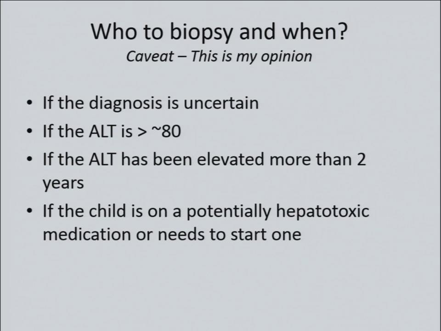If the ALT is greater than 80, and the reason I say that is because a higher ALT is associated with an increased risk of fibrosis. The risk is actually 5-fold over somebody who presents with NAFLD who has an ALT that's lower than 80. I also biopsy if the ALT has been elevated for more than 2 years. The reason I do that is because if the disease has been there longer, then I think they have a higher chance of having fibrosis. And just anecdotally, that has played out and has been true in my patients. And then lastly, if the child is on a potentially hepatotoxic medication or needs to start one, then I think it's important to know exactly what's going on in the liver.